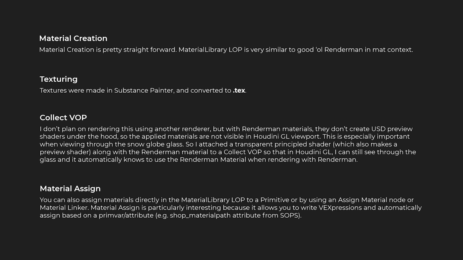And it works pretty much the same over here, which is nice. And also textures, I had to texture the lighthouse and parts of the snow globe in Substance Painter. I then export that as a PNG file, which I then had to convert to .tx because that's the file format that Renderman wants to work with. And also, I mentioned this before, but I used the collect VOP so that I can use two materials at the same time, in a sense.